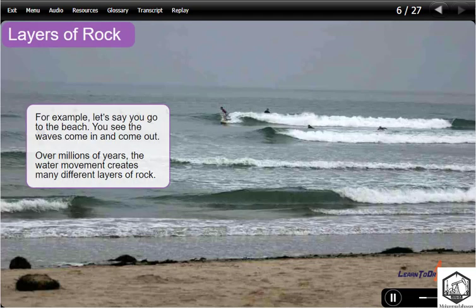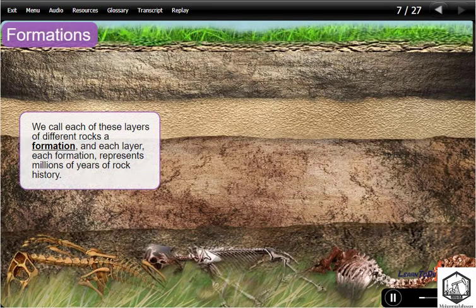For example, let's say you go to the beach. You see the waves come in and come out. Over millions of years, the water movement creates many different layers of rock. We call each of these layers of different rocks a formation, and each layer, each formation, represents millions of years of rock history.